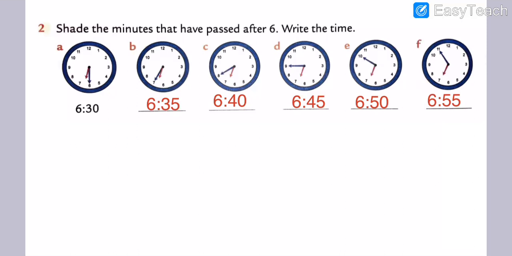So this is exercise number 10A. This is question number 2. Set the minutes that have passed after 6 and write the time. Question numbers A, B, C, D, E, F, we have done. Got my points, my dear students? I hope you all have understood. Note down all these answers, A, B, C, D, E, F.